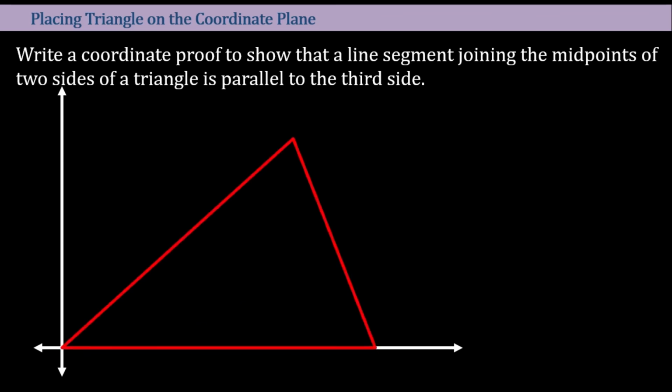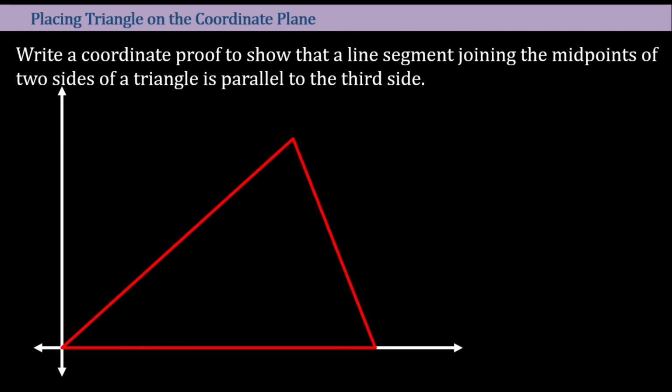This is a triangle. It doesn't say if it is equilateral, isosceles, right, or scalene, as long as it is a triangle. Now, what I'm going to do is prove that the midpoint of this side and the midpoint of this side, if I connect them, will be parallel to this side. So that's what I'm going to prove.